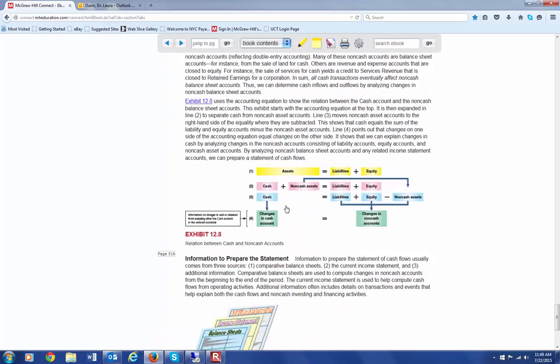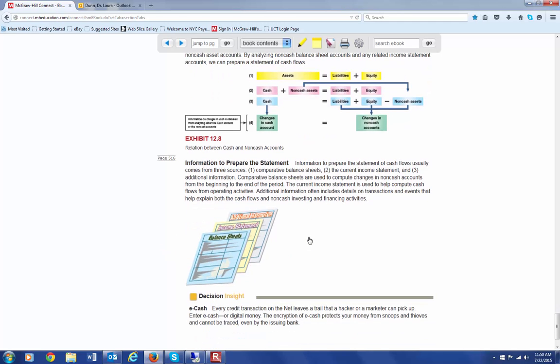Okay, sorry about that. So if you then subtract non-cash assets from both sides of the equation, you end up with cash equals liabilities plus equity minus all non-cash assets. So then you would have the changes in the cash account equal the changes in the non-cash accounts. So think about that. Look at the diagram and look at the explanation here. But that's why you can do your statement of cash flows by analyzing the non-cash balance sheet accounts.